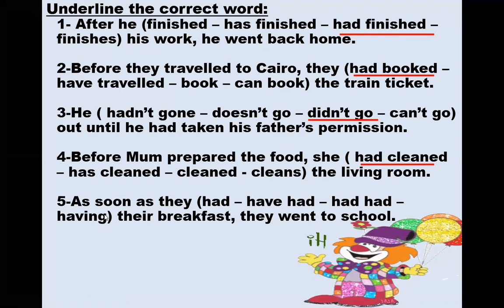As soon as they had had their breakfast, they went to school. Excellent. Why had? Because it's after as soon as. The one who asked at the beginning of the session, why do we use had? The first had is the helping verb of the past perfect, and the second had is the main verb of the sentence. Had means had eaten. Okay? Do you have any troubles here?